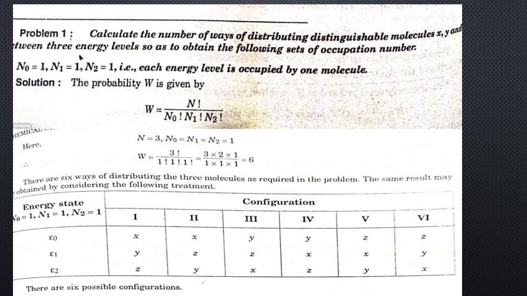This is the diagrammatic presentation of this numerical. Here we can see there are three energy levels E0, E1 and E2 and the three molecules X, Y and Z arranged in 6 types of ways. So numerically and diagrammatically the answers are the same.